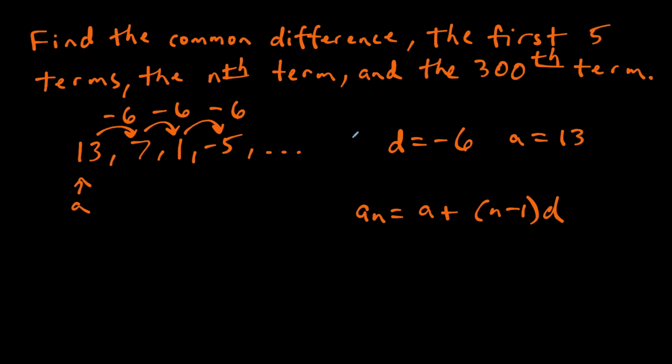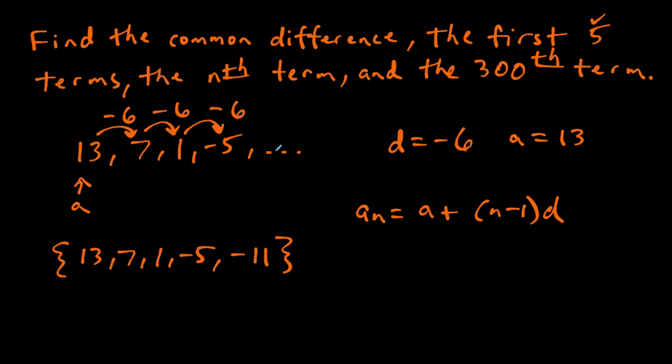So to find the first 5 terms, that I don't need a formula for. We could just continue this list. So the pattern is subtract 6, and negative 5 minus 6 is negative 11. So I could stop here for this part, and that checks off finding the first 5 terms.